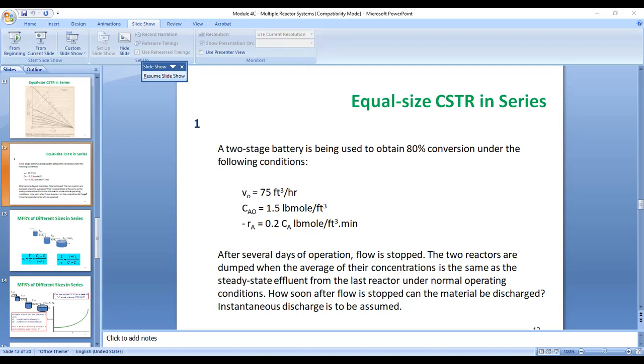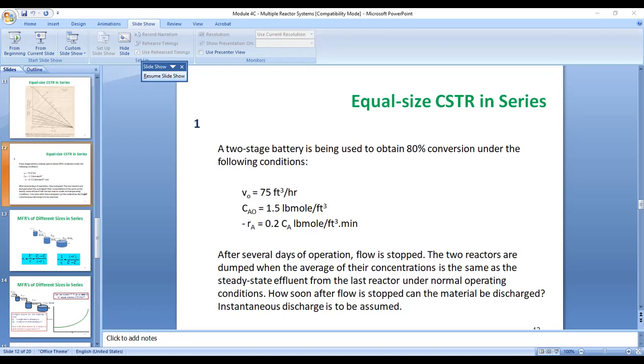So the normal operating conditions referred to in the problem is that the CSTRs are connected in series and they function continuously. That's the normal operating condition. So in the first statement, it was mentioned here that after several days of operation, the flow is stopped. So meaning they're not anymore connected, and each of the CSTRs in your series is going to process the system that is in it individually after it has already processed it continuously.